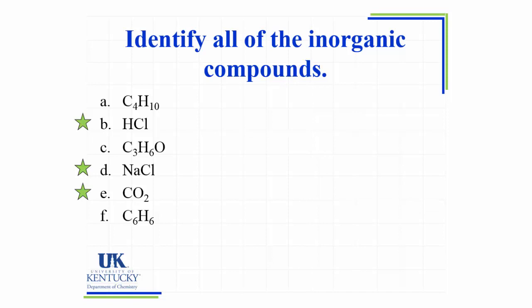What I see here for C4H10 is organic. HCl is inorganic. There's no carbon there. C3H6O is organic. Lots of carbons and hydrogens, a little bit of oxygen. Sodium and chlorine, so we have a metal and a nonmetal there. That's an inorganic compound. CO2 is also inorganic. And C6H6 is organic. Lots of carbons and hydrogens.